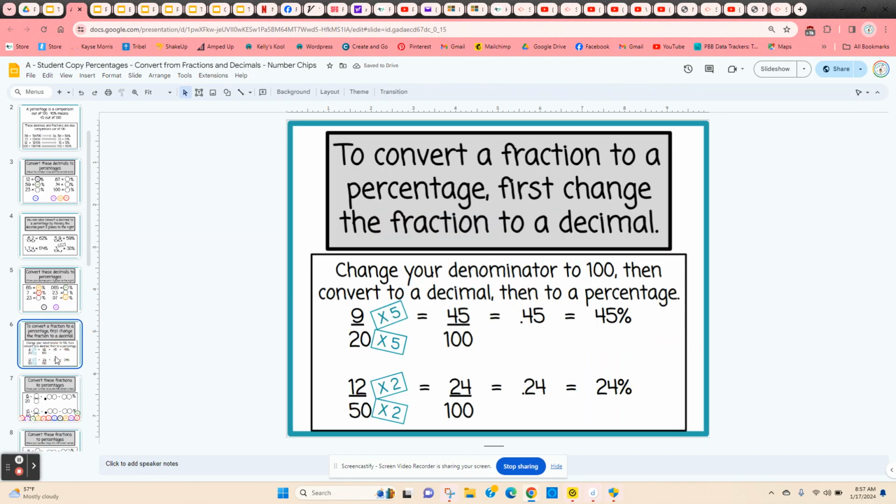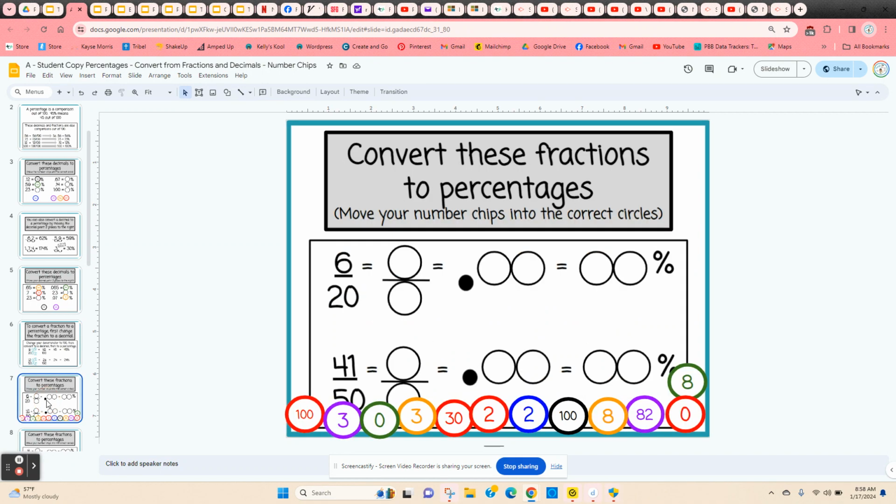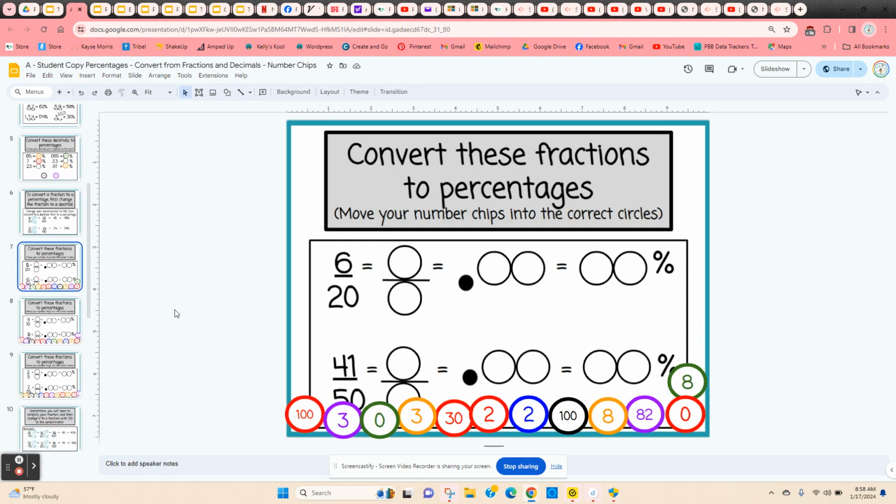Now, if we're converting a fraction to a percentage, we want to change it to a decimal. So we want to first change it to a fraction with 100 in the denominator so that we're comparing with 100. So here we're going to multiply the numerator and denominator by 5. That gives us 45 hundredths, which would be 45 hundredths as a decimal, and then a percent. So students are going to be doing this and practicing on the next few slides.